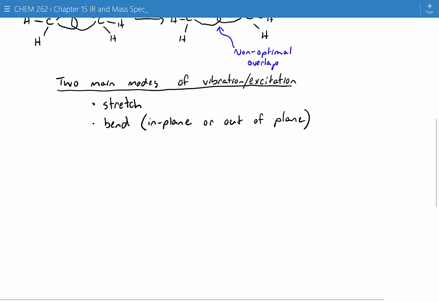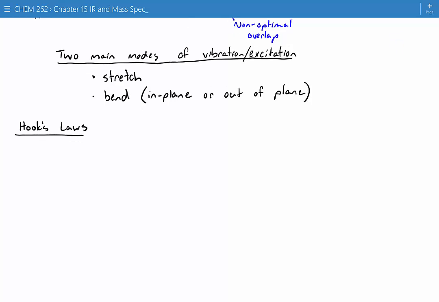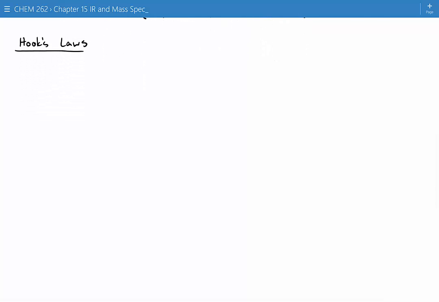This can all be explained pretty simply by using the concepts that you may have learned in physics, specifically with Hooke's law. And Hooke's law wasn't really looking at covalent bonds, but the same idea applies because we said that covalent bonds are like springs, right? So vibrations depend on three features.